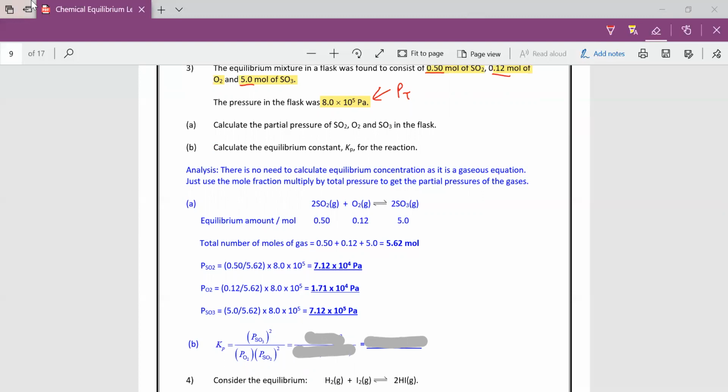That was relatively straightforward. Part B asks us to calculate the equilibrium constant Kp. We basically just take all the values that we've calculated in part A, substitute them into the expression, press our calculator, and we will get our answer. So that's it for the third example.